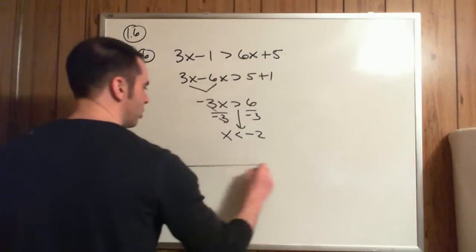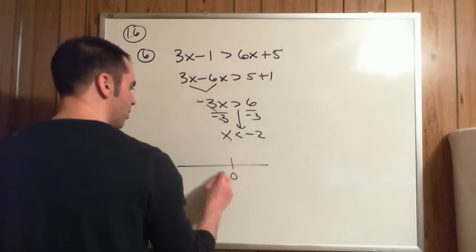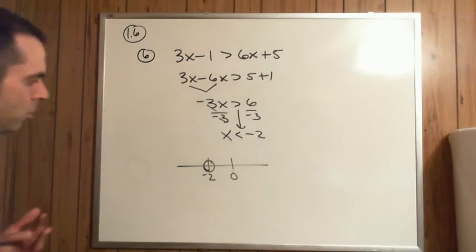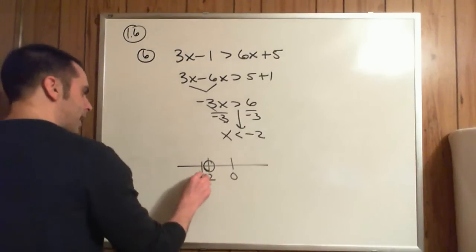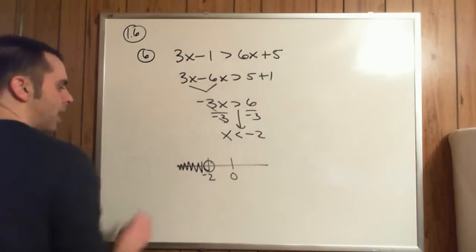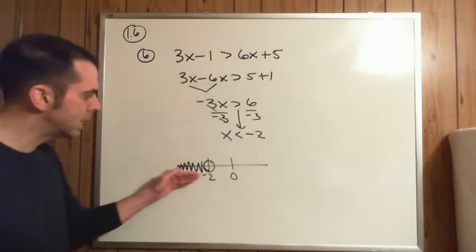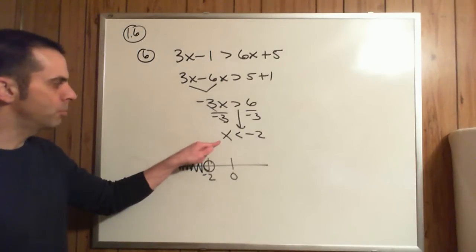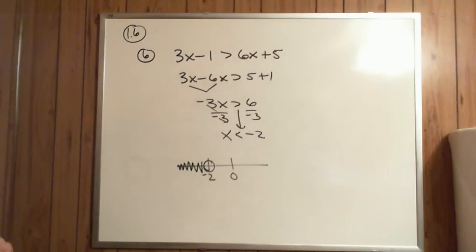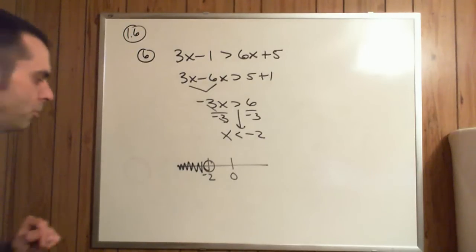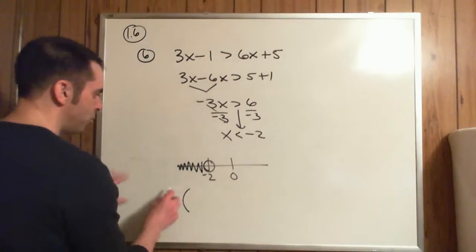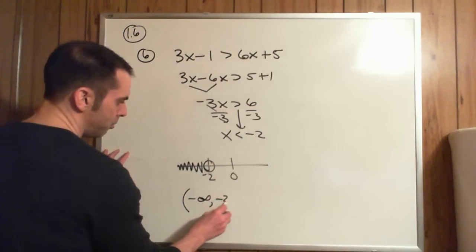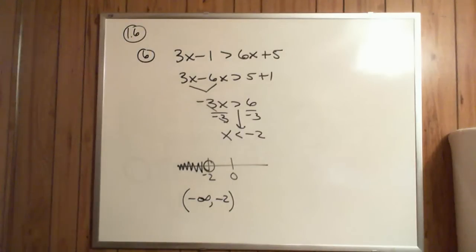To graph our solution, this is 0, this is negative 2. Put an open circle at negative 2 and shade to the left, because this would represent all numbers less than negative 2. And x is that. x represents all numbers less than negative 2. Using interval notation, our answer would be from negative infinity up to, but not including, negative 2.